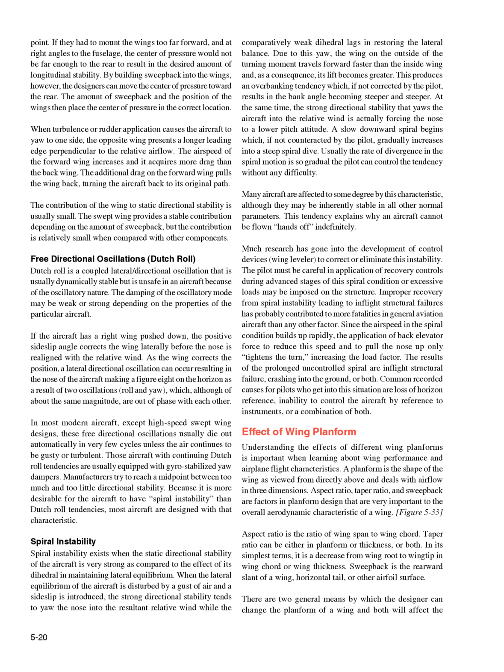By building sweepback into the wings, however, the designers can move the center of pressure toward the rear. The amount of sweepback in the position of the wings then places the center of pressure in the correct location. When turbulence or rudder application causes the aircraft to yaw to one side, the opposite wing presents a longer leading edge perpendicular to the relative airflow. The airspeed of the forward wing increases and it acquires more drag than the back wing. The additional drag on the forward wing pulls the wing back, turning the aircraft back to its original path.